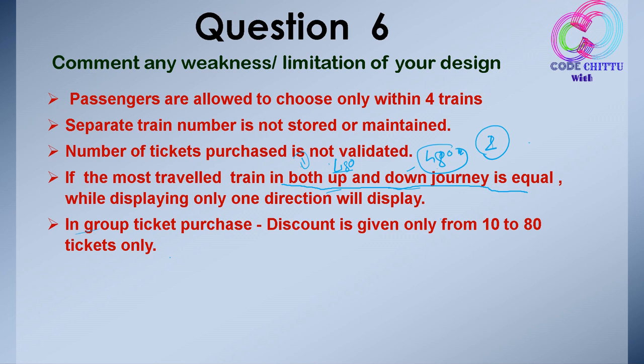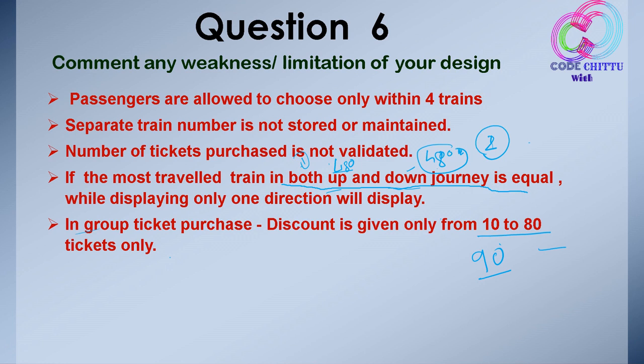This is a limitation. We can also fix it, but we left it only to show one point in the limitations. Okay, and in group tickets I found one limitation: the discount applies if 10 to 80, right? 10 to 80 means we will get the discount. Before 10 no discount. If greater than 80, suppose I'm purchasing 90, the program will not give any discount, but that is not good, right? If for 80 people they are giving a discount, why for 90 are they not giving?